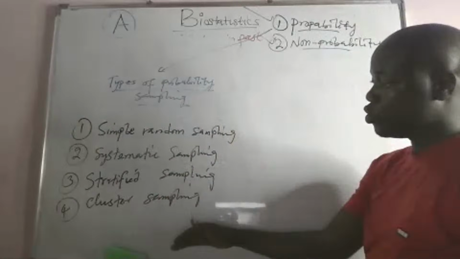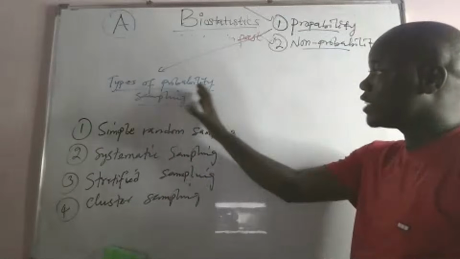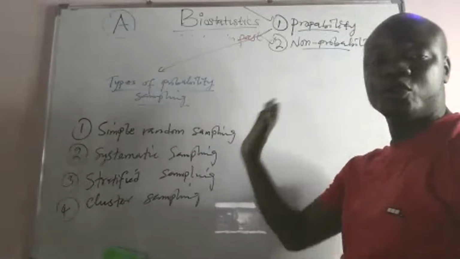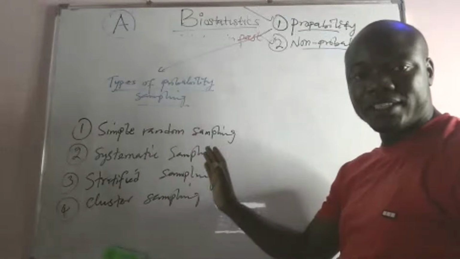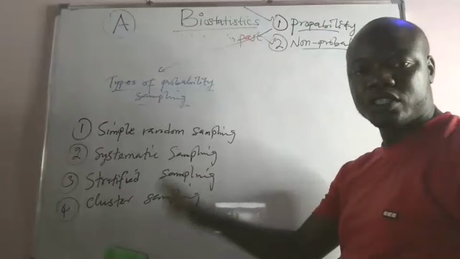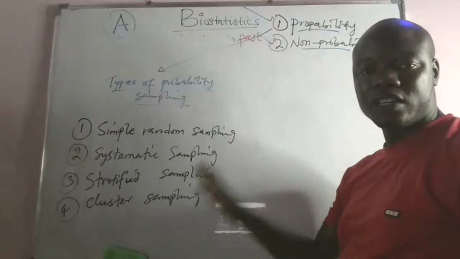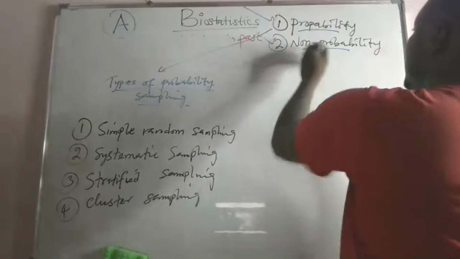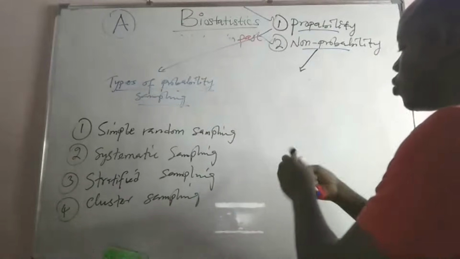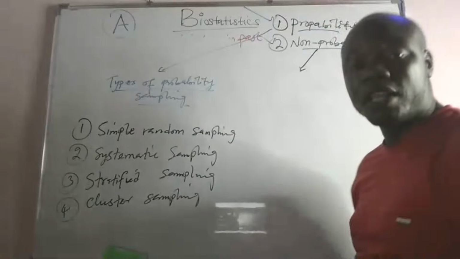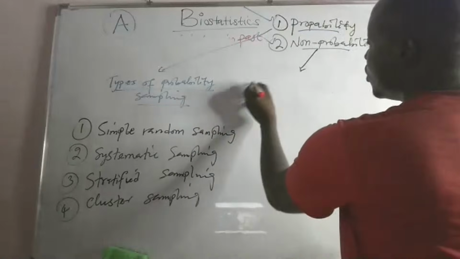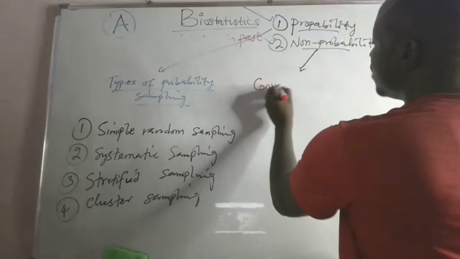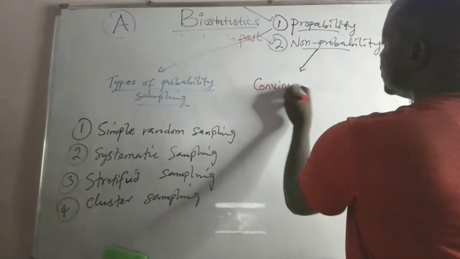So that is what I want you to understand at this point. These are the different types of probability sampling: simple random, systematic, stratified, and cluster sampling. Then under non-probability sampling, we have convenience.